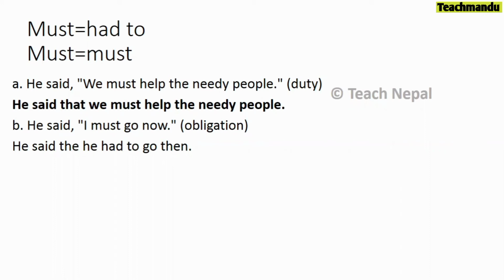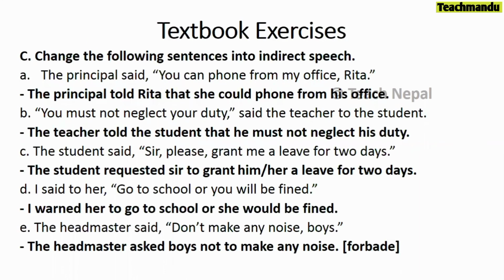And if it is obligation, that obligation is not always obligation, only contextual obligation. कहिले त्यो काम गर्नुपर्ने पनि हुन सक्छ, कहिले नगर्नुपर्ने पनि हुन सक्छ. That is when we have to write had to, change into had to. Duty हो, सधैँ गरिरहनु पर्ने बुझिन्छ. That is we have to write must without changing it.